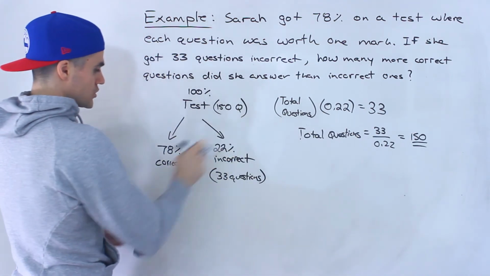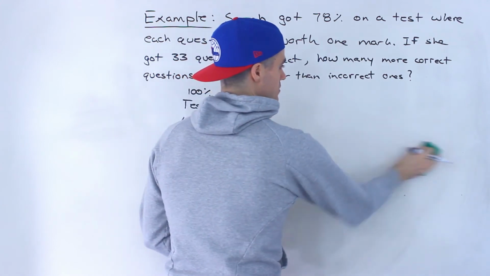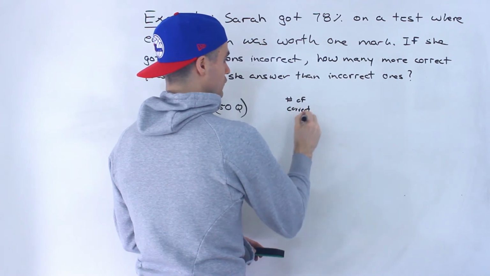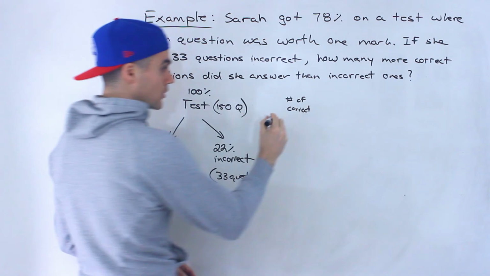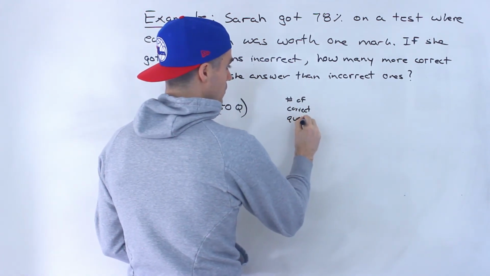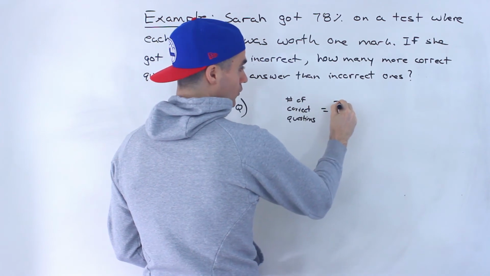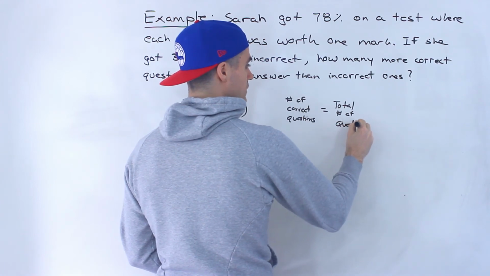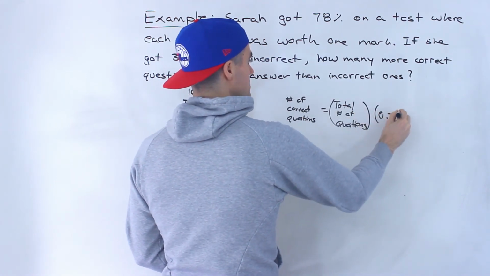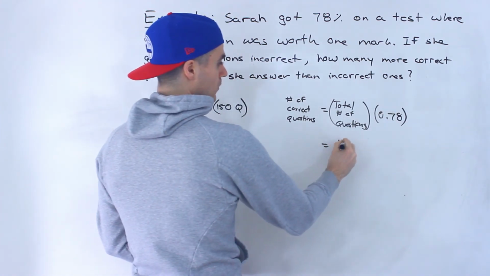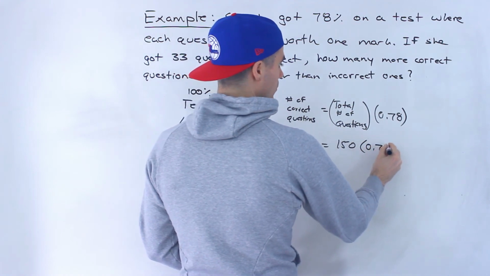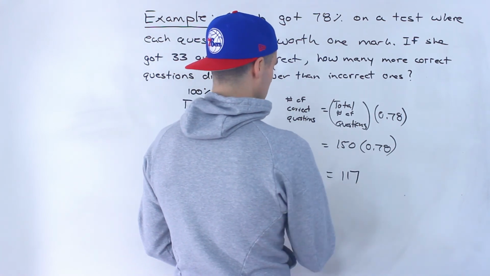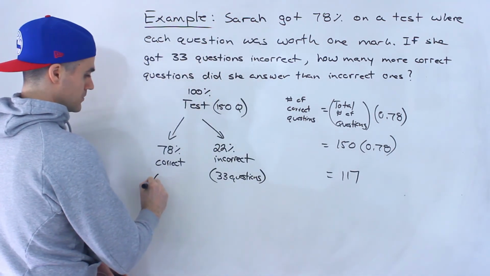And if there are 150 questions, then we can get the number of correct questions. So the number of correct questions, not the percentage, because we already know that it's 78%, would be the total number of questions, which we just solved for, which was 150, times 0.78, 78% of that. So 150 times 0.78 would end up giving us 117. So that's the number of correct questions.